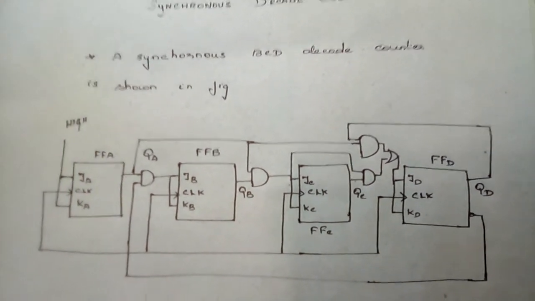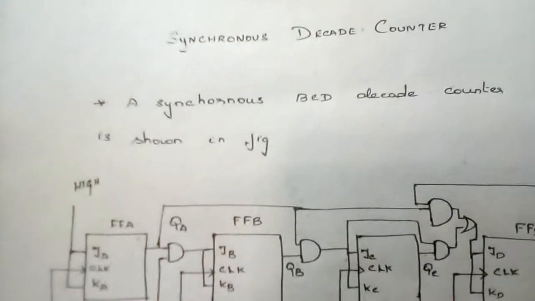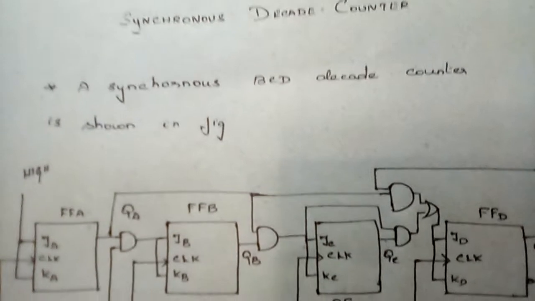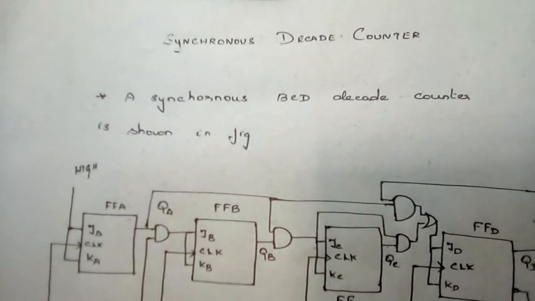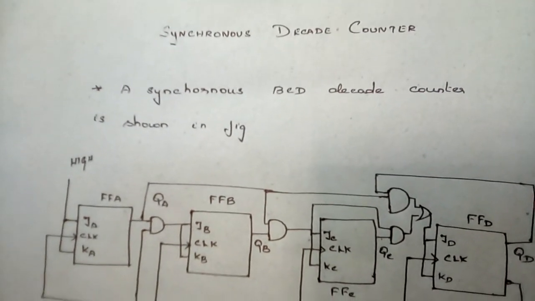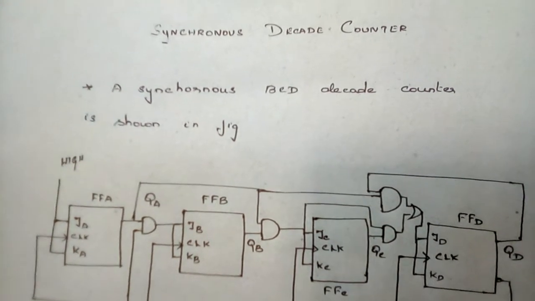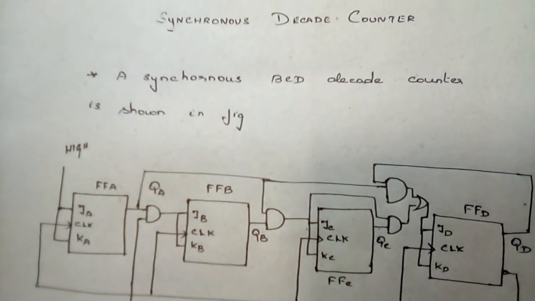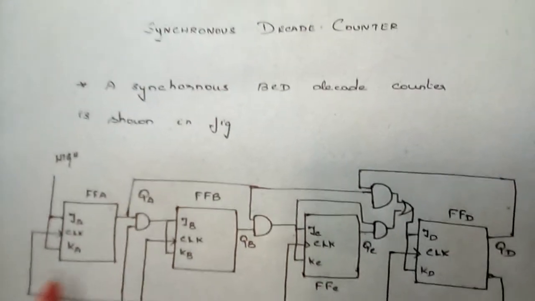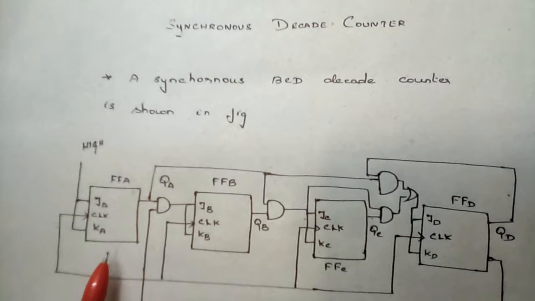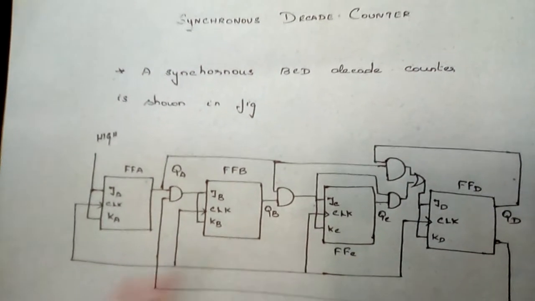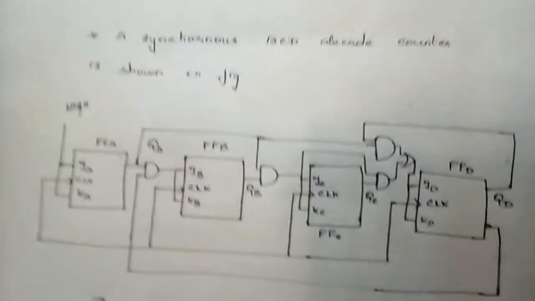Okay, so the synchronous BCD decade counter is shown in the figure. This is the figure which shows the decade counter. Let us see the operation sequence diagram and also the timing diagram. Since it counts decimal numbers from 0 to 9, that means 0 to 9 states, it will have 4 bits. So in order to count the 4 bits, we have 4 flip-flops.